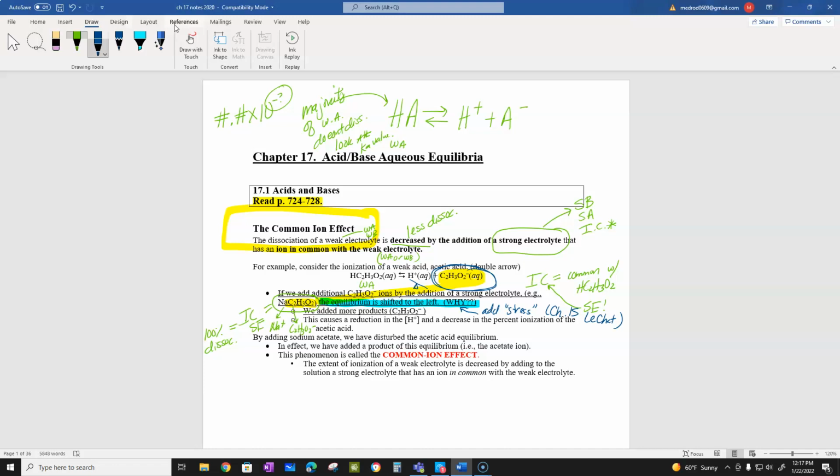So this causes a reduction of H ions, because I'm going to be losing some H and some acetate when I shift. And by shifting that, a decrease in percent ionization will occur, because I'm going to produce less of these, but now I'm going to have more acid.